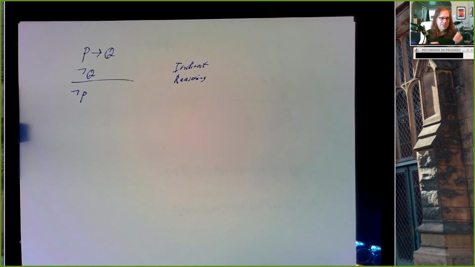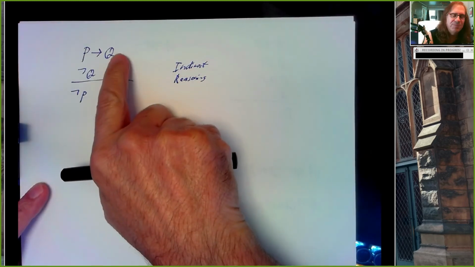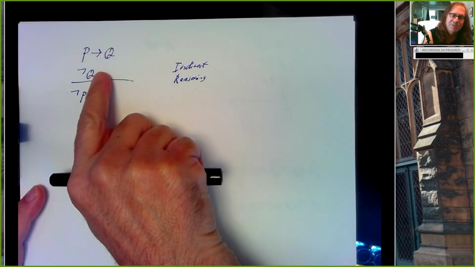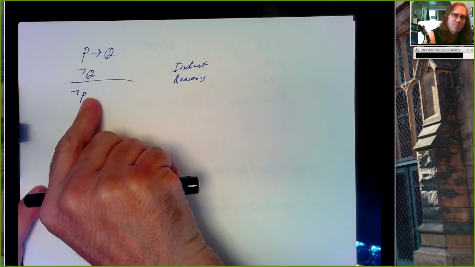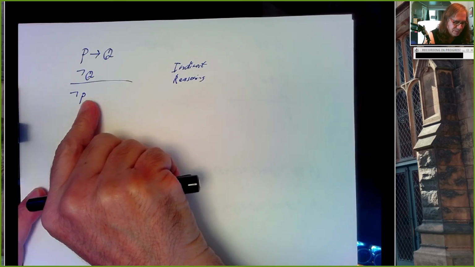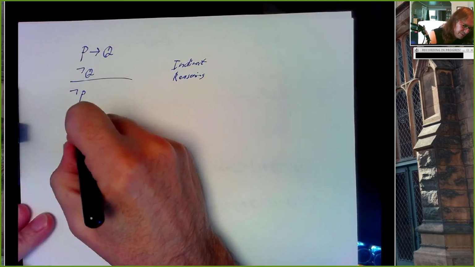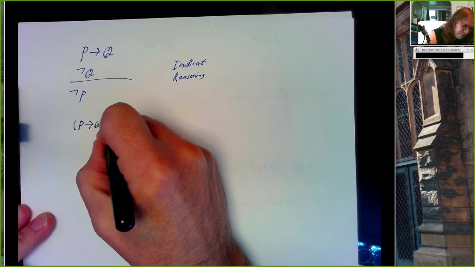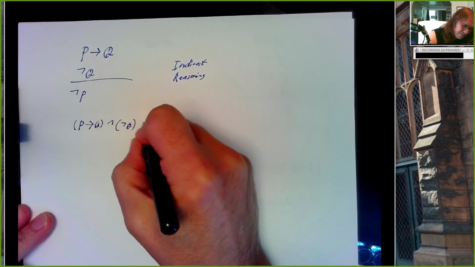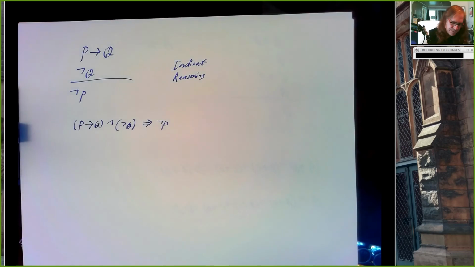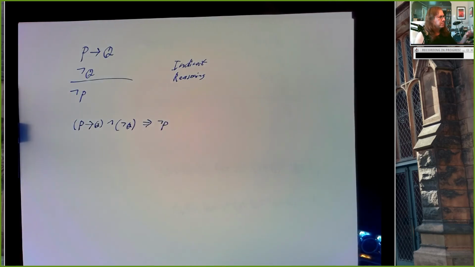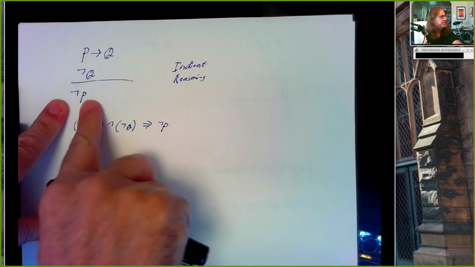And the logic here is, if it's sunny, then I go for a run. I did not go for a run, therefore it can't be sunny. P must be false. And so all we're saying is if this is true and this is true, then that must be true. Does that make sense to everybody? Why this follows from that?